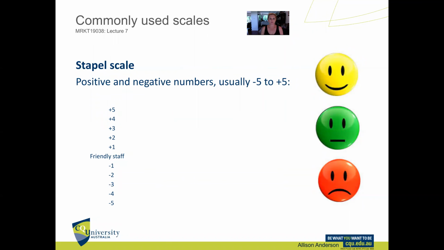The Stapel scale, so this is positive and negative. It doesn't have an absolute zero, so this is probably going to be an ordinal or interval scale. Friendly staff are in the middle, and you can go, yes, they're particularly friendly, or they're actually negative friendly.